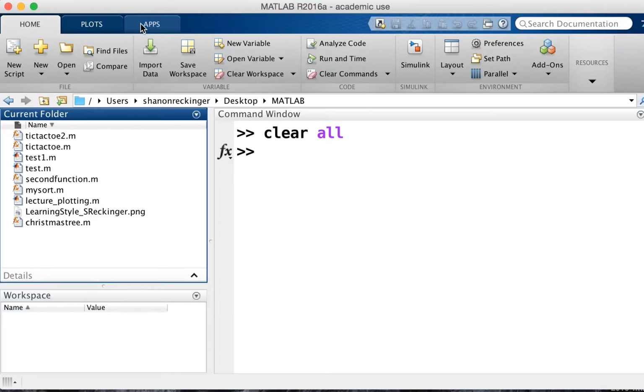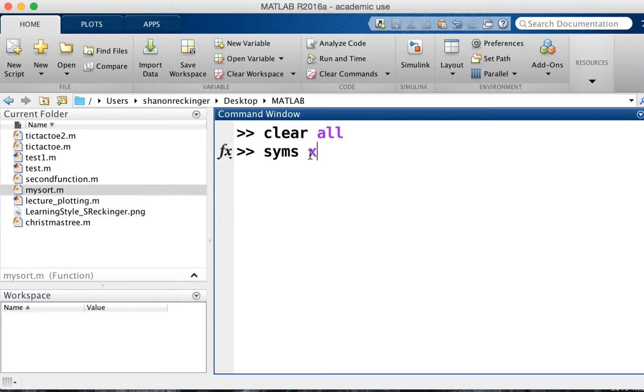The symbolic toolbox requires you to distinguish a variable as a symbolic variable. So the syntax is syms and then a space, and then any variable you put in is going to be called symbolic. You can see when it comes up in the workspace, it has SYM in there. It's not just a value like what we're used to if we defined it equal to 1. So that says X is symbolic.